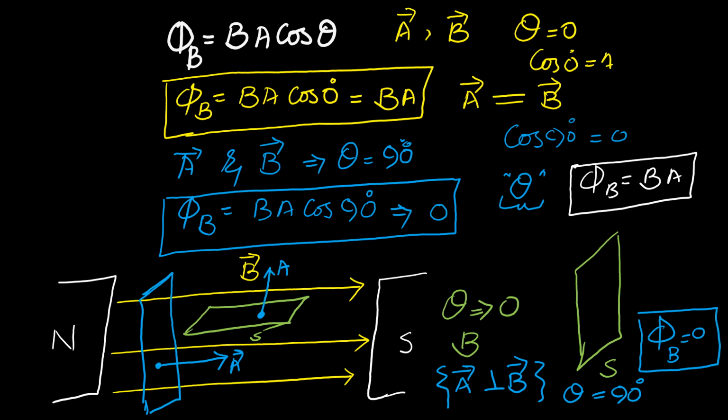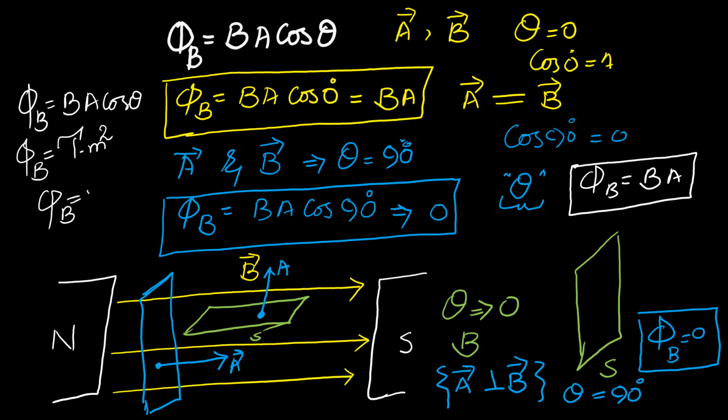Now dear student, let us discuss the unit of magnetic flux. Since you know that magnetic flux phi B is equal to B into A cos of theta, B is the magnetic field. So the unit of magnetic field is Tesla, and the unit of area is meter square. So the unit of magnetic flux phi B will be Tesla meter square. So this is the SI unit of magnetic flux. The unit of magnetic flux is also called Weber.